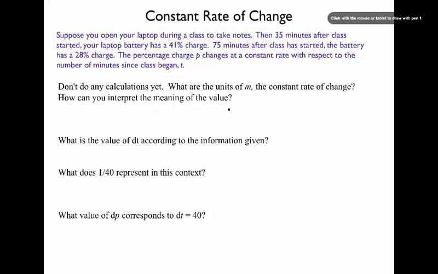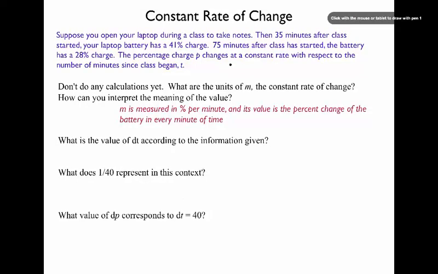And then how can you interpret, so that will be some number. How can you interpret the meaning of that value? That value is going to be the change in percent that occurs every minute. Okay? M is measured in percent per minute, and its value is the percent change of the battery in every minute of time.